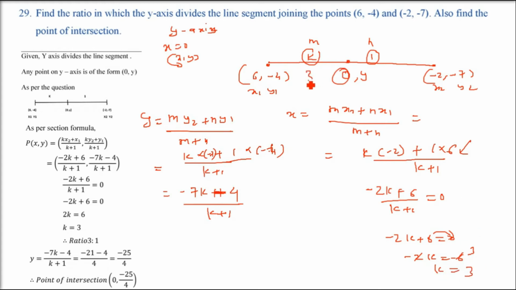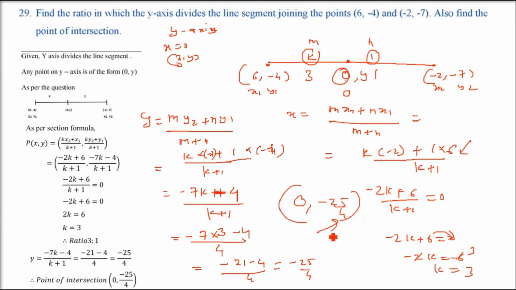So this point is dividing this in the ratio 3:1. But we have to find out the coordinates also. We know that one of the coordinates is 0. We already established that. What about y? Minus 7 into 3 minus 4 into 1 by 4. It will be minus 21 minus 4 by 4, that is minus 25 by 4. So you get (0, minus 25 by 4). This is the point of intersection.